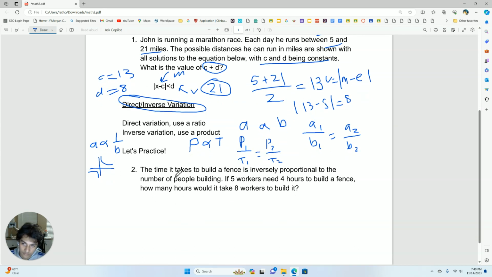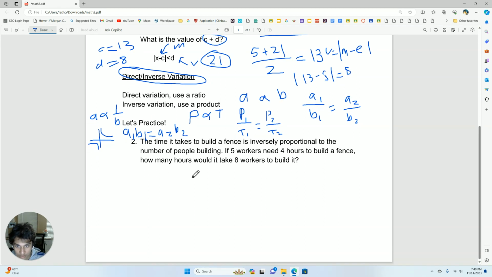Okay, so let's practice. Actually, before I go into the practice problem, I want to show you how I would solve that problem. I would write a product: A1 B1 equals A2 B2. And I could solve for any of the values if they give me 3 of the other values. All right, so let's dive into a practice problem.